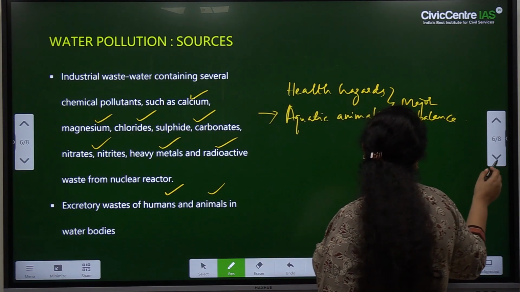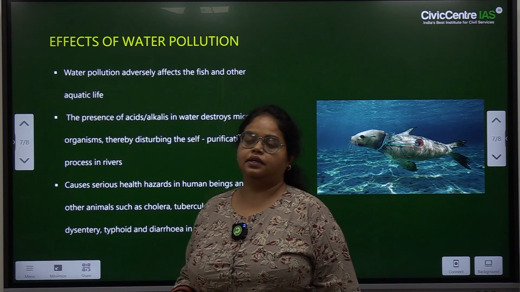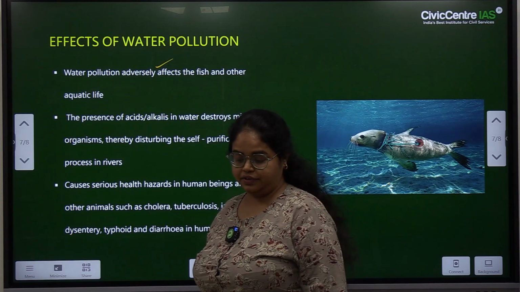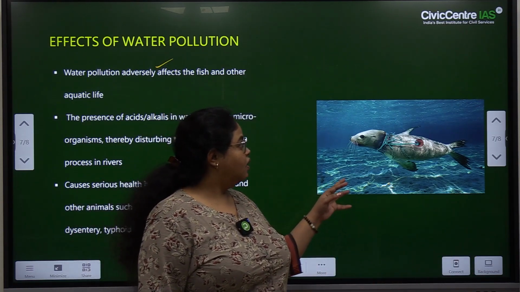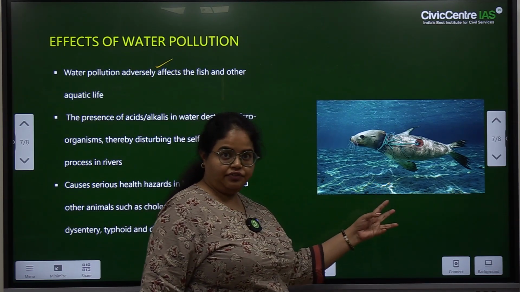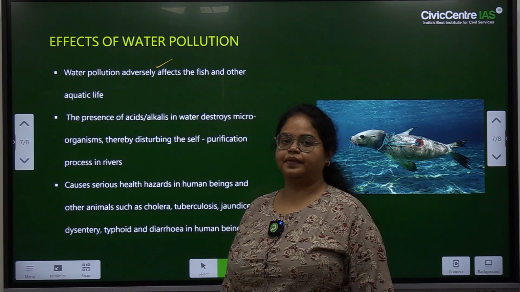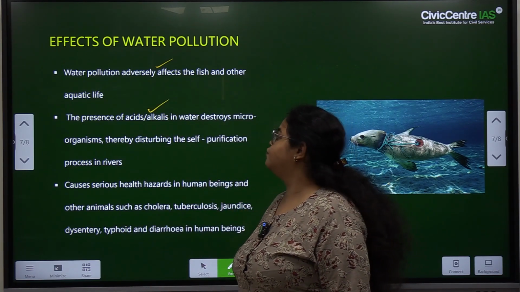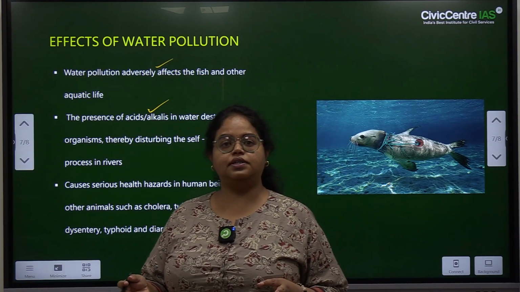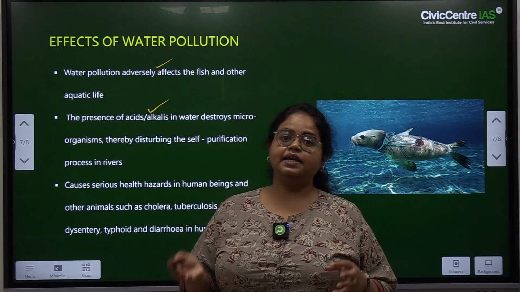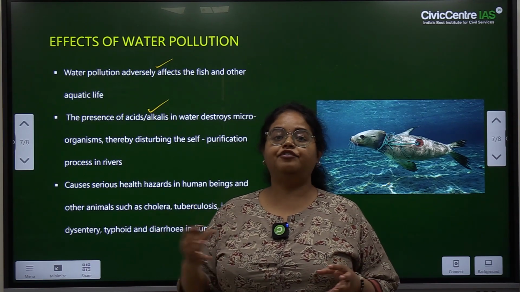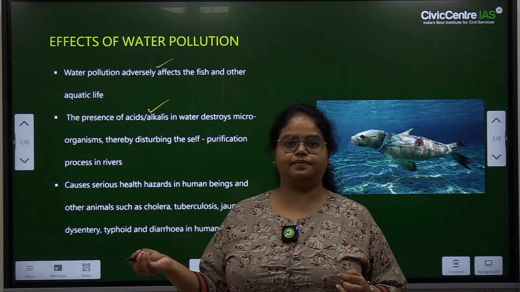Moving on, let's see what the effects of water pollution are. Water pollution has adversely affected fish and other aquatic life. We can see in this picture how a broken fishing net has been harming aquatic life. Also, the presence of acids or alkalis in water destroys the microorganisms because it changes the pH of the water, and the food-producing algae are very sensitive to changes in pH, and hence the whole food chain in an aquatic ecosystem gets disturbed.